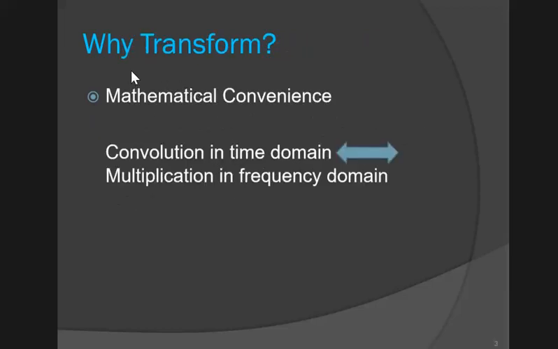Now, why do we do image transformation? The first reason is mathematical convenience. Remember, convolution in the time domain is equivalent to multiplication in the frequency domain. We are going to see this concept later on, but for the time being, remember that convolution in the time domain is equivalent to multiplication in the frequency domain.